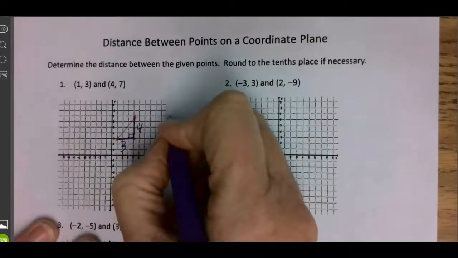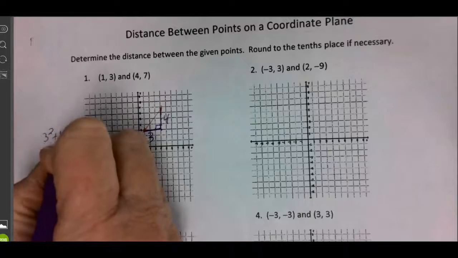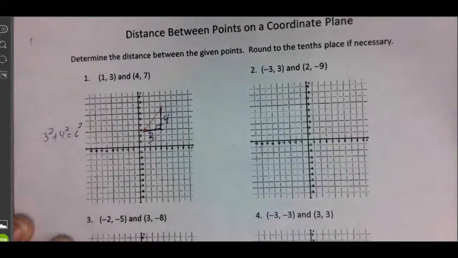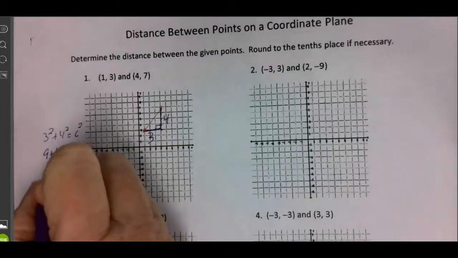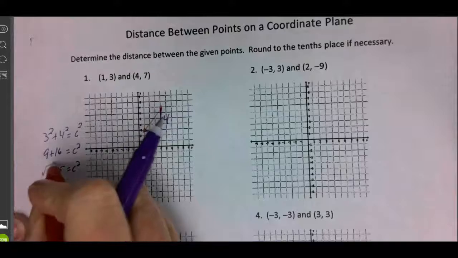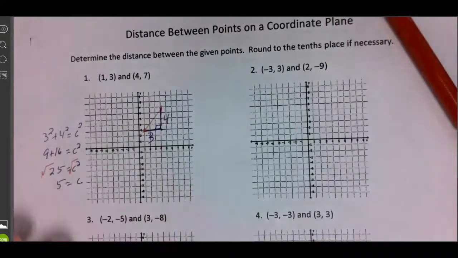So I'm going to take 3 squared plus 4 squared. And of course, I want the hypotenuse, so I have c squared. This gives me 9 plus 16, which gives me 25. If I take the square root of both sides, I get 5 is equal to c. Okay? Questions? You can't actually ask them anyway, but you know where to find me.